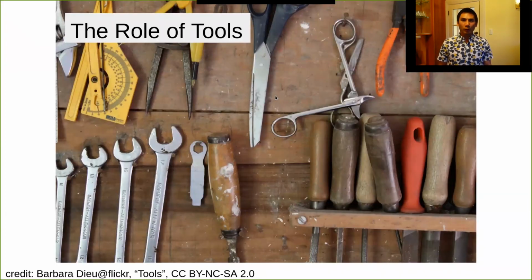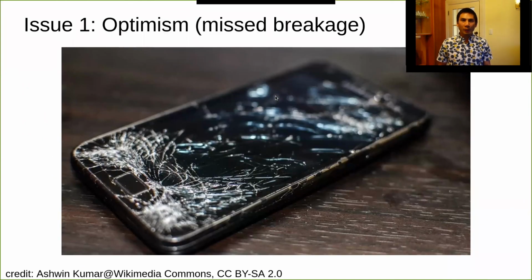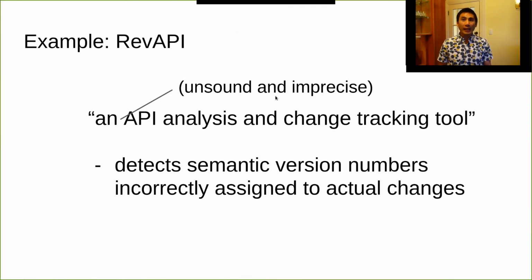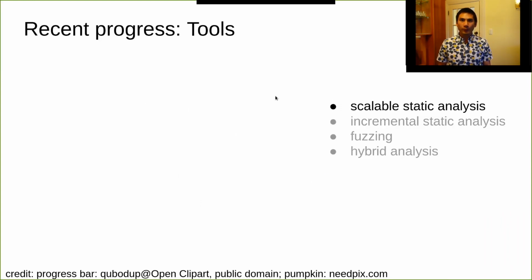So about the role of tools, but before we talk about that, we should talk about pitfalls of tools. And they're the usual static analysis pitfalls, but customized to this context. So a tool might miss some breaking change, and that's obviously a problem. Or it might cry wolf too often, and then it'll just get ignored. As an example of a tool then, consider Rev API, which is an API analysis and change tracking tool. It is unsound and imprecise, and yet still it detects semantic version numbers that are incorrectly assigned to actual changes.